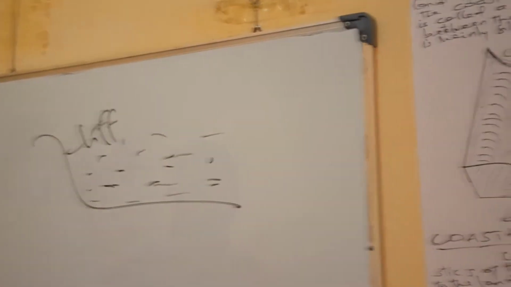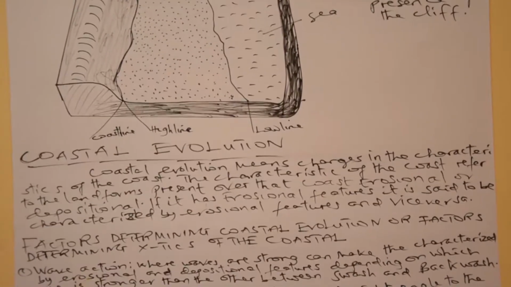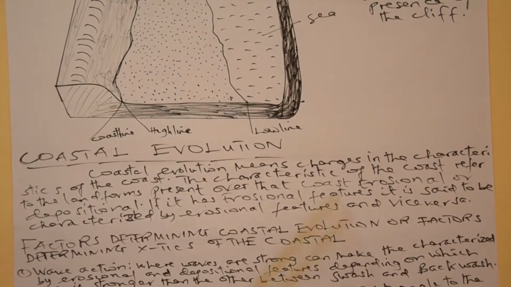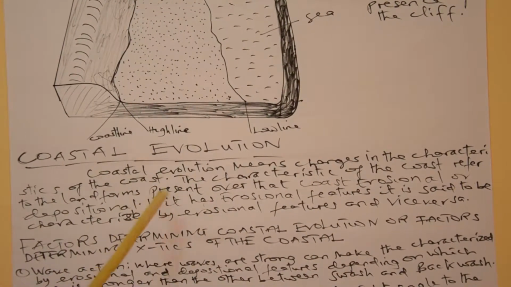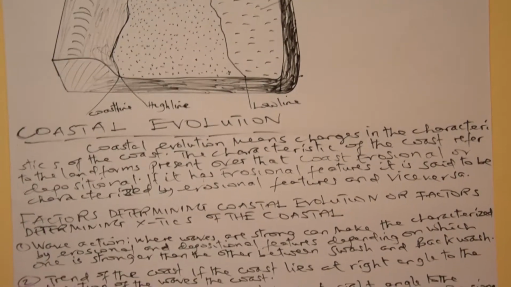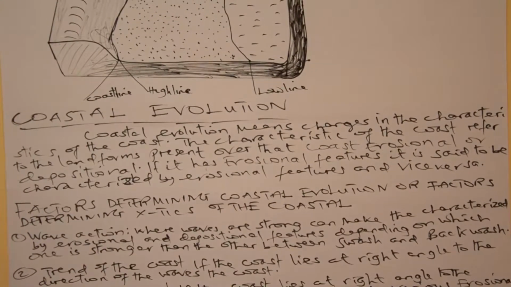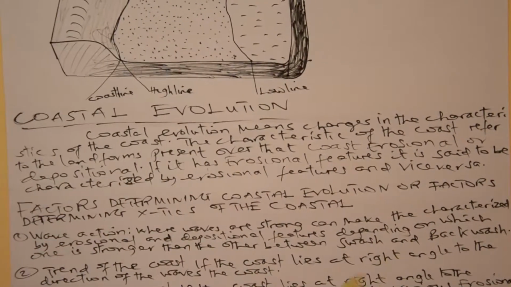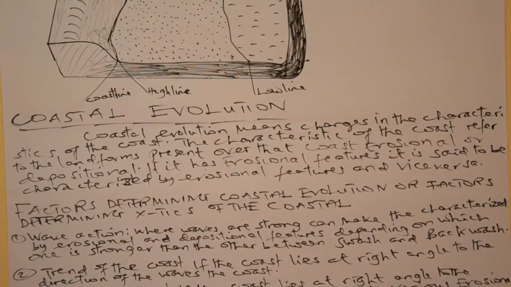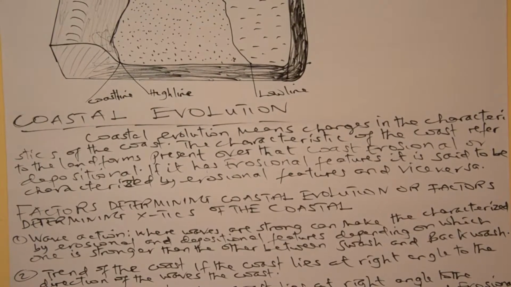Dear students, let's describe coastal evolution. I think you know the meaning of evolution. This is the gradual change of the coast. Coast evolution means changes in the characteristics of the coast. The characteristics of the coast refer to the landforms present on the coast, either erosional or depositional. Here we have to describe different factors that can cause the coast to change in terms of erosion or deposition.